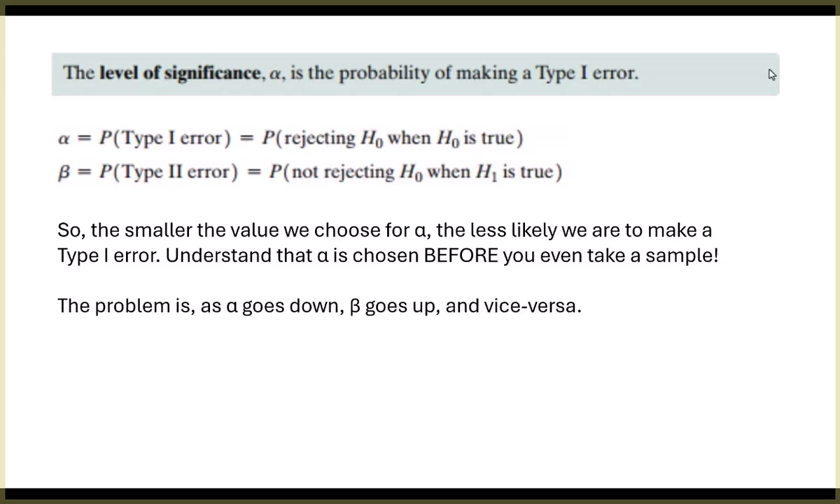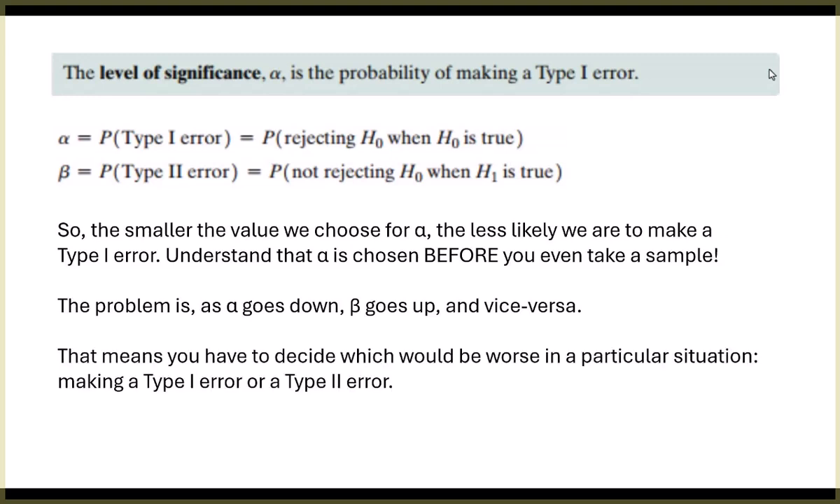Here's the thing. As you make alpha lower and lower and lower, beta comes up. So if you're saying, I want to make the probability of a type 1 error really low, then what are you doing? You're increasing the probability of a type 2 error. And that means you, the investigator, have to decide, well, based on my results, which one's going to be worse?